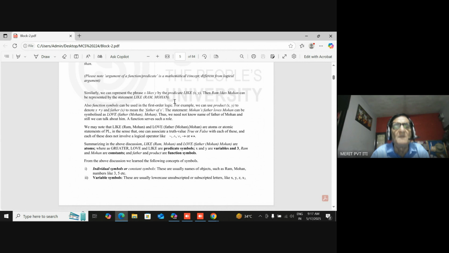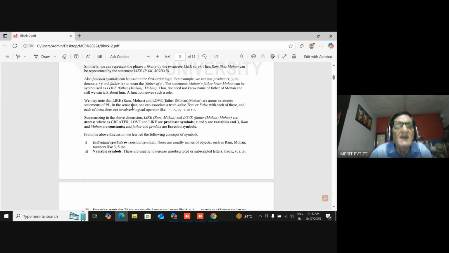So like Ram Mohan, like XY, Ram likes Mohan. So this is the like symbol which says Ram Mohan, Ram likes Mohan. Similarly here, father of Mohan loves Mohan. Similarly here, like Ram Mohan and love Father Mohan Mohan are atomic statements of predicate logic in the sense that one can associate a truth value with them and all that. So that type of things are there.